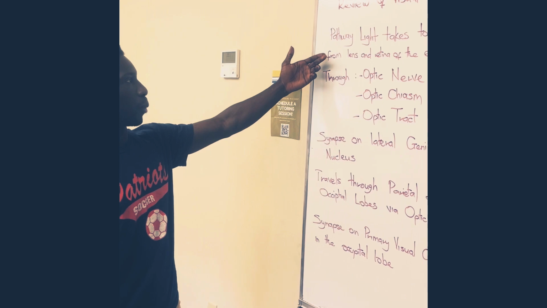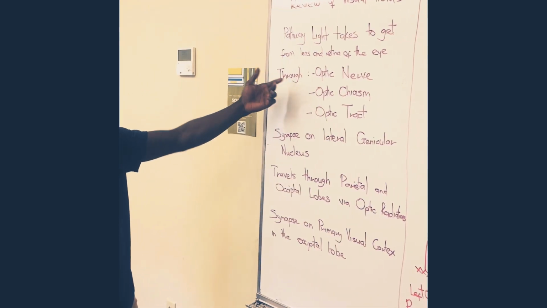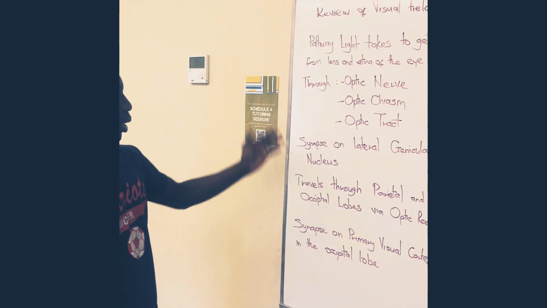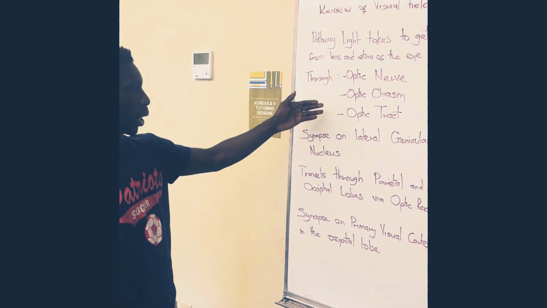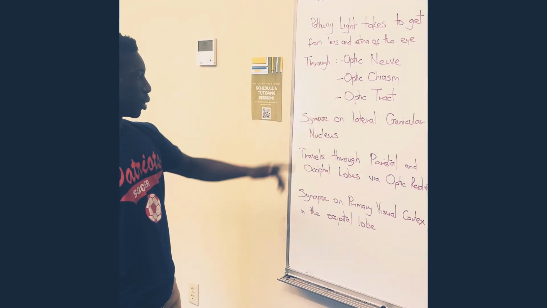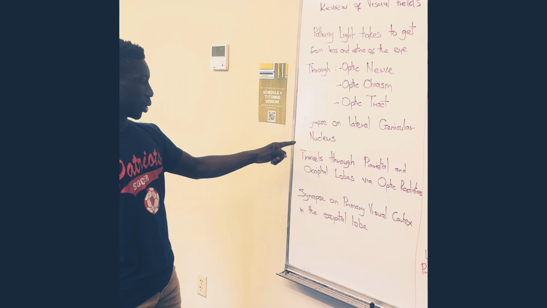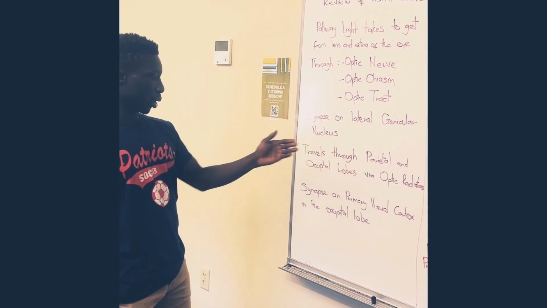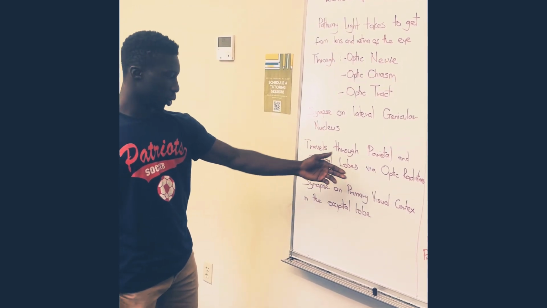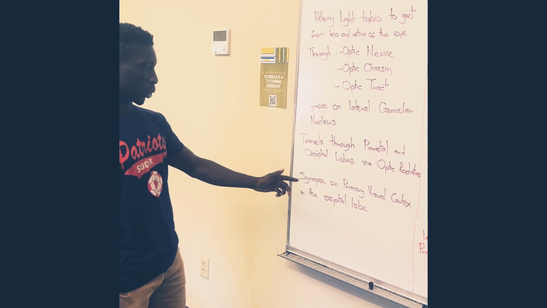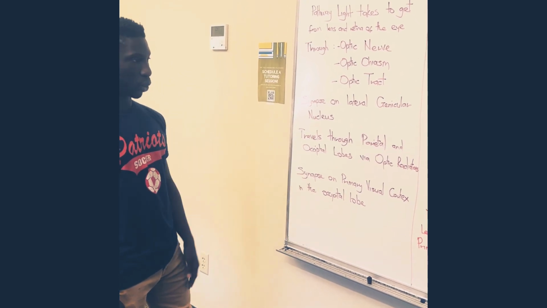Okay, so the pathway light takes to get from the lens to the primary visual cortex is it goes through the optic nerve, the optic chiasm, optic tract, it synapses on the lateral geniculate nucleus, travels through the parietal and occipital lobes of the optic radiations, and then synapses on the primary visual cortex in the occipital lobe.